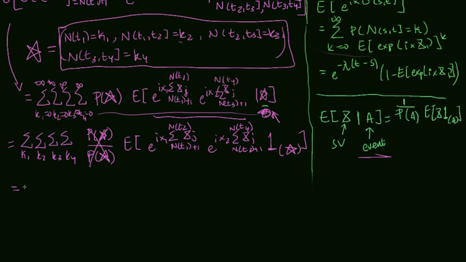So, okay, now I've eliminated this part here, and I need to figure something out about this thing. Well, if I have an indicator that tells me something about which values n of t1, n of t2, n of t3, n of t4 can obtain, then I no longer need to write the n's in the bounds for the sums here. So I can actually replace the n's with the appropriate values of k.